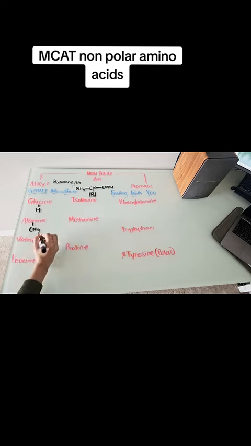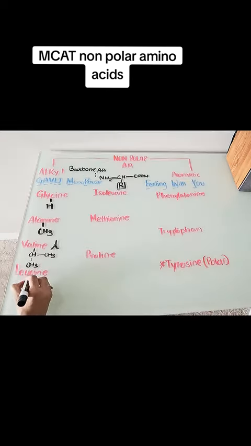For valine, I like to think that the letter V has 3 points, which reminds me that valine has 3 CH groups because it's nonpolar. So there's 1 CH and 2 methyl groups. Leucine is pretty much the same as valine, with just an extra CH group. So add a methylene group, and the same valine R group gets copied.